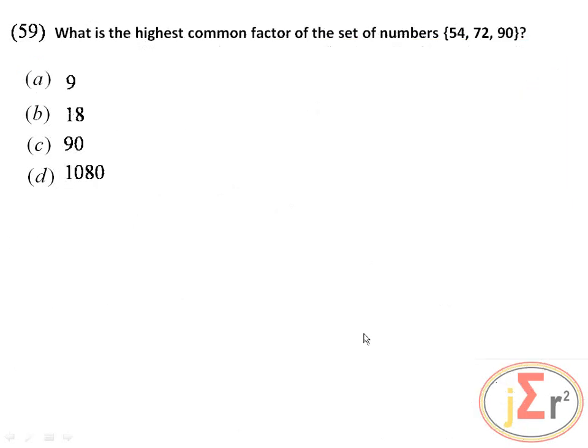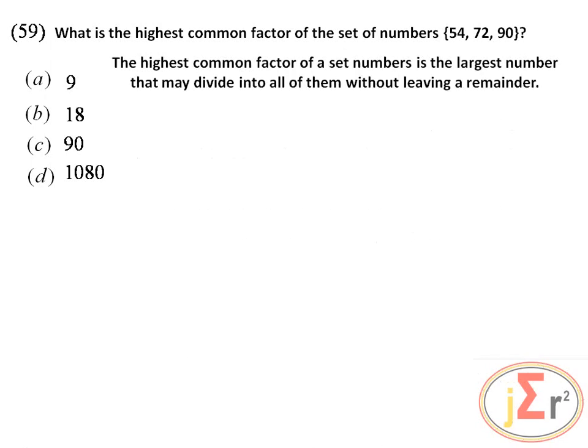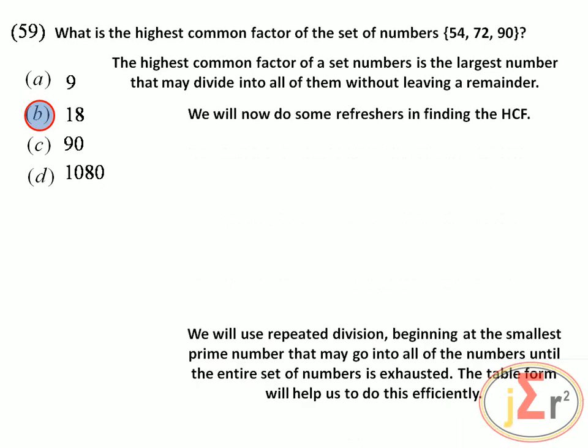What is the highest common factor of the set of numbers 54, 70, and 90? The highest common factor of a set of numbers is the largest number that may divide into all of them without leaving a remainder. Is it 18? Well, we will now do some refreshers in finding the HCF.